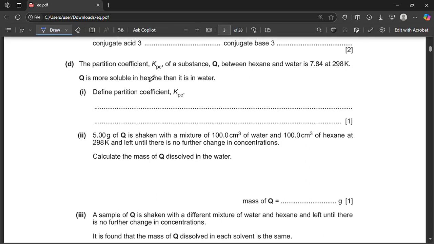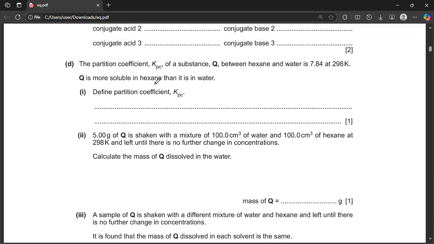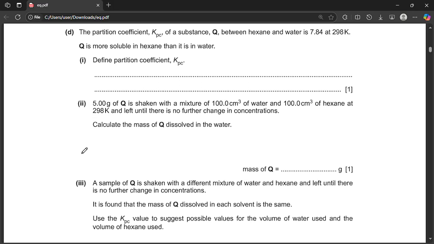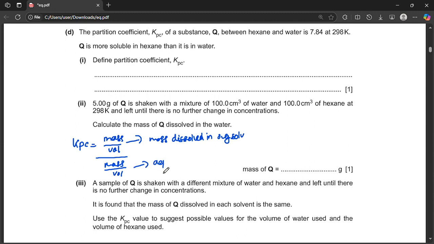Okay, an easy way to actually solve partition coefficient questions, or KPC as some would call it, is to use this formula, which is KPC equals mass over volume divided by mass over volume. Now, this is the mass dissolved in organic solvent, and the other one would be dissolved in the aqueous layer.